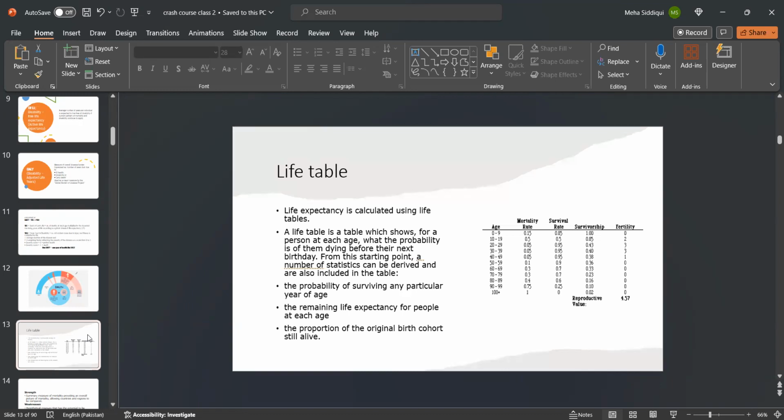It is a table which shows, for a person at each age, the probability of them dying before their next birthday. From this starting point, a number of statistics can be derived and included in the table. The other factors that are included are the probability of surviving any particular year of age, remaining life expectancy for people at each age, and the proportion of the original birth cohort still alive.